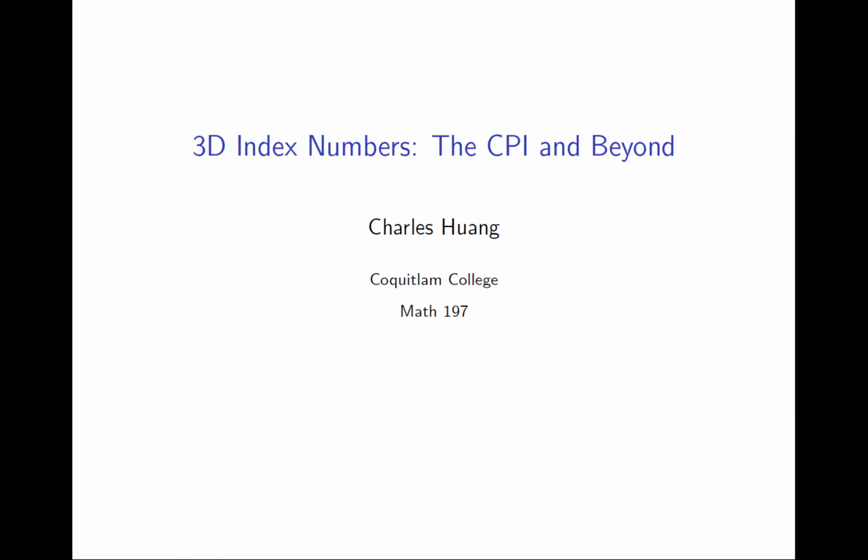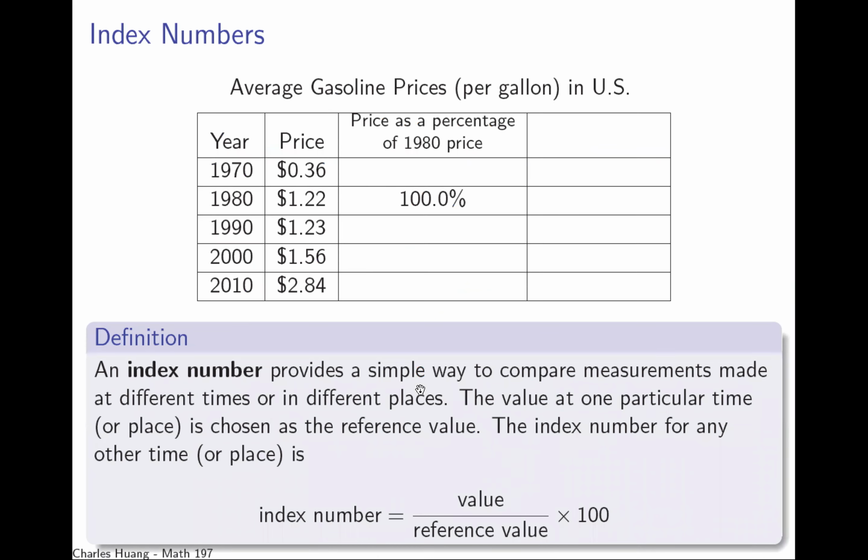3D, index numbers, the CPI, and beyond. Here, let's introduce the idea of the index numbers. Index numbers are really the same thing as percentages, but we don't write the percentage sign. Instead, we just write the number down, and we use a certain value as reference. You'll notice the way we calculate an index number is very similar to calculating percentages, but I don't need to leave a percentage sign as my answer at the end.